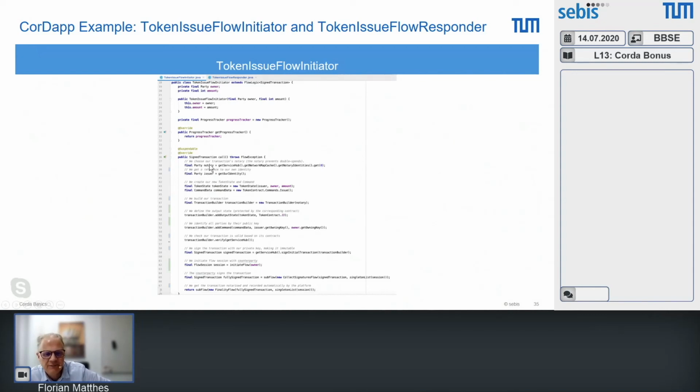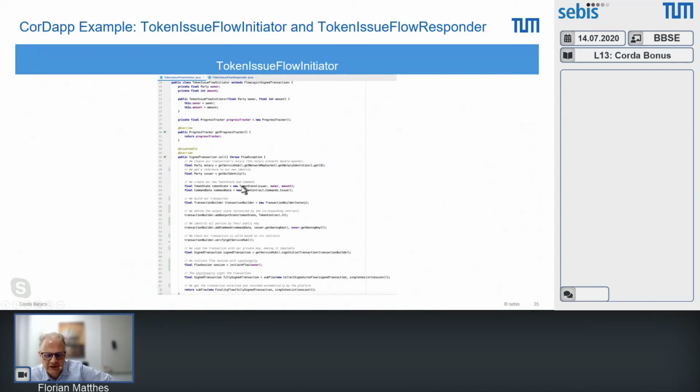Then we define the issuer as ourselves, so the party which is executing the flow, which is done by this method get our identity, which is initialized as a thread variable through the caller. It's like in Bitcoin, it's the caller. So the issuer is the party which initiated the flow. Then we can create the token state, which would be the final state which we want to produce.